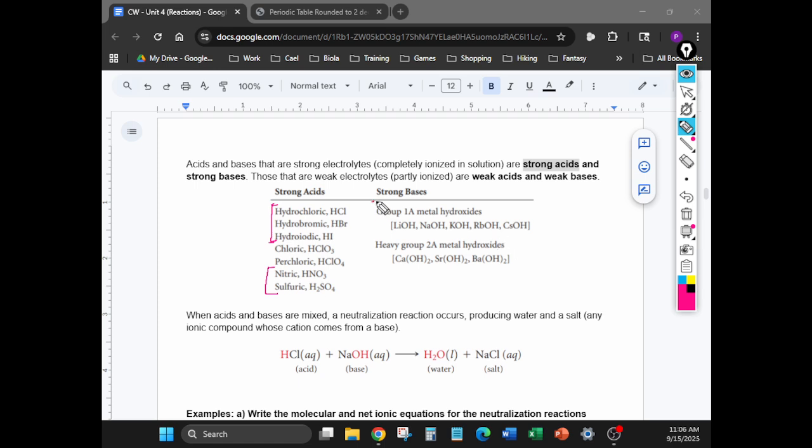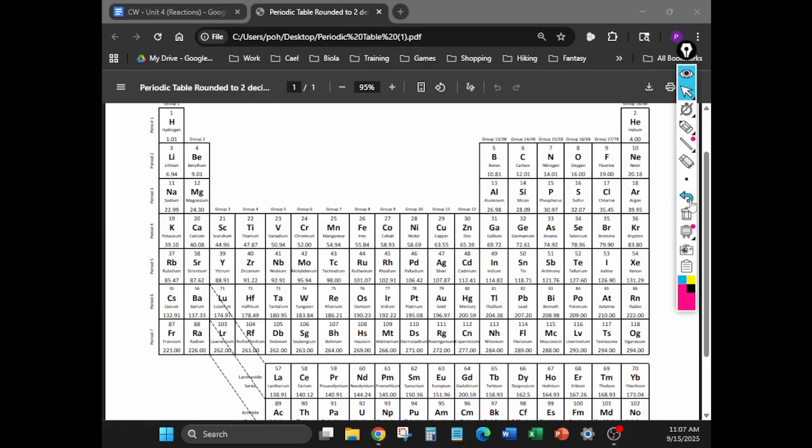Strong bases are very easy to memorize. It's just the first 2 columns of the periodic table. This column, these are all strong bases. So basically, if you have LiOH, NaOH, KOH, RbOH, and so on and so forth. The second column is also going to be strong bases. The only difference is since they are 2+ ions, you're going to have 2 OH minuses on them, like Ca(OH)2.